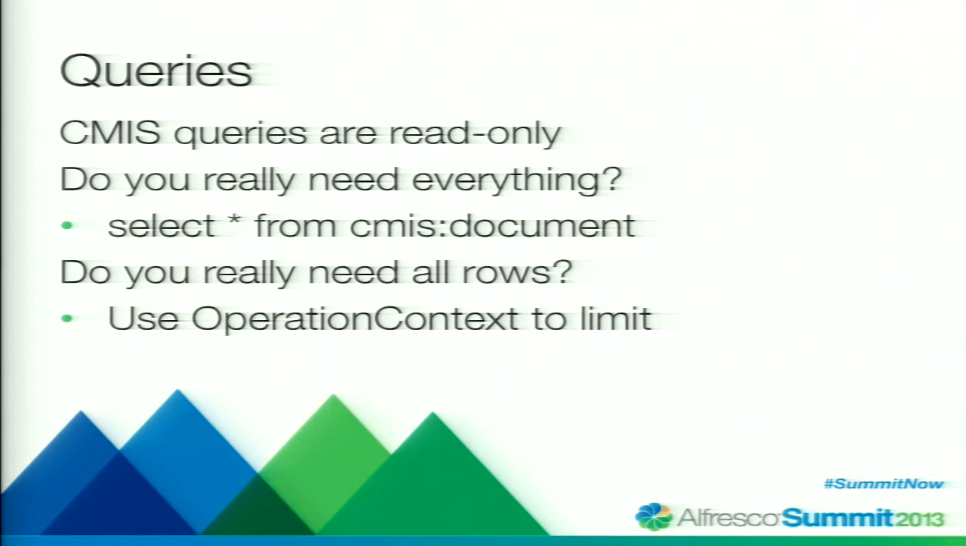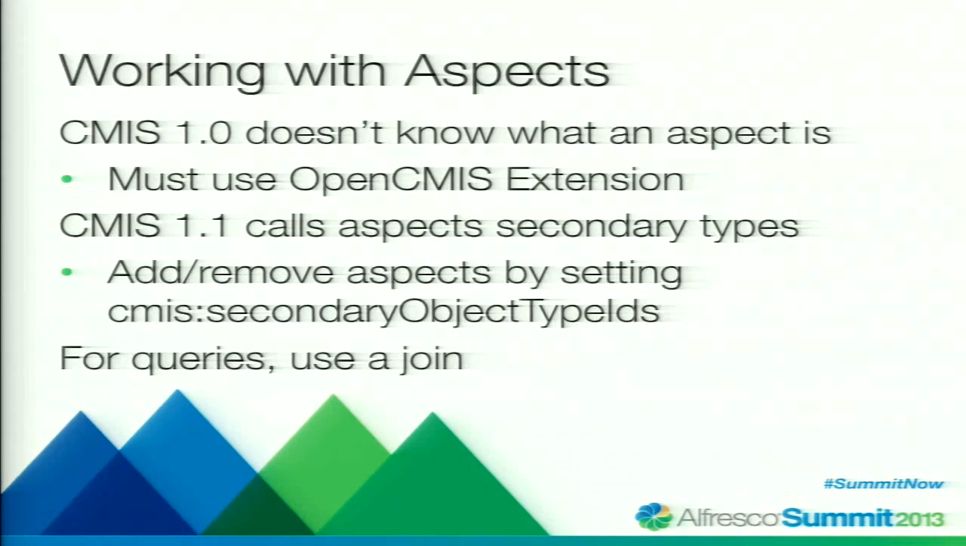Next, do you really need everything? I mentioned this earlier. Do you want to do a select star when you absolutely probably do not need every single property coming back? What are you going to do with all those, right? So limit your list to a specific list, and that'll improve your performance a lot. Do you need every row? If there are a million objects in your repository, do you really need all million of those objects? Probably not, for your search page. So limit that set that comes back. And there's a paging iterator that you can use to page through the results set. Okay, so that's queries.